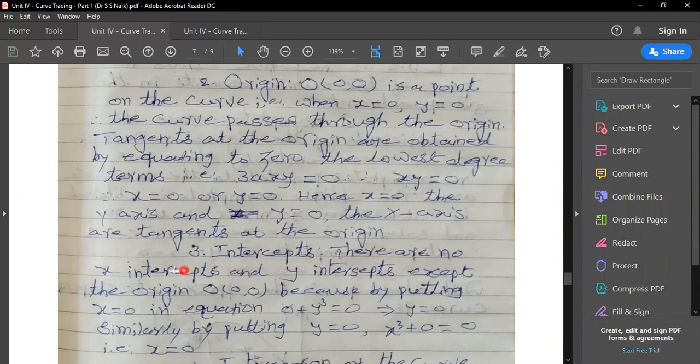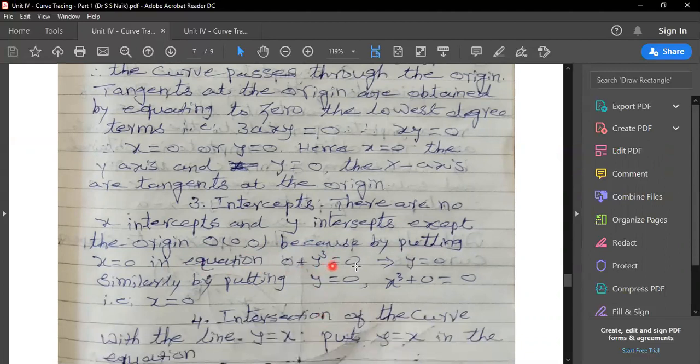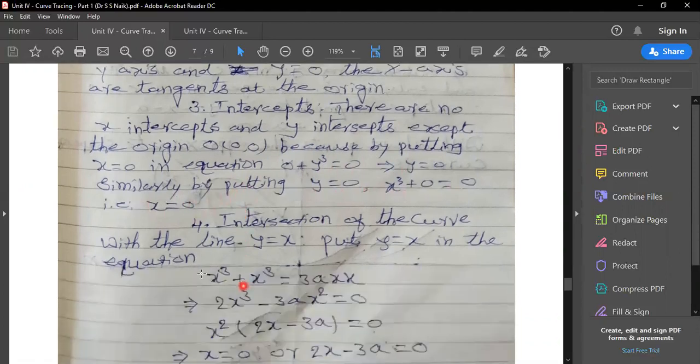Third, the intercepts. There are no x-intercept and y-intercept except the origin O(0,0), because by putting x is equal to 0 in the given equation, we get y is equal to 0. Similarly, by putting y is equal to 0, we get x is equal to 0.